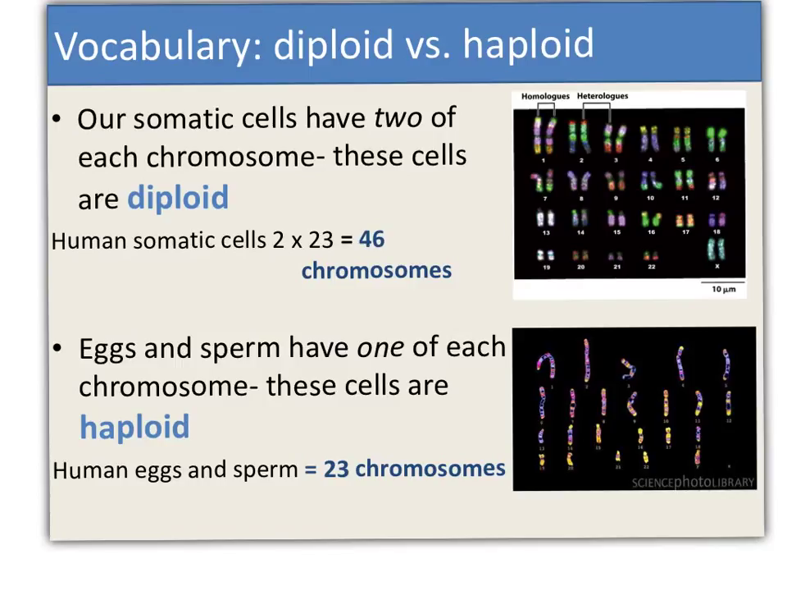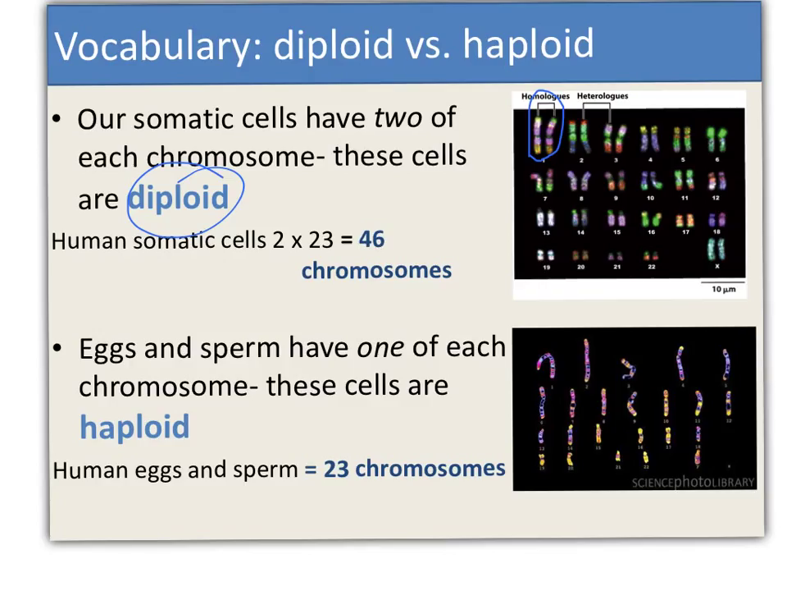So, here we are again. Our somatic cells have 2 of each chromosome, as I mentioned before, and these are diploid, right? And so they're homologous chromosomes. Human somatic cells, 2 times 22 plus the 2 sex chromosomes.